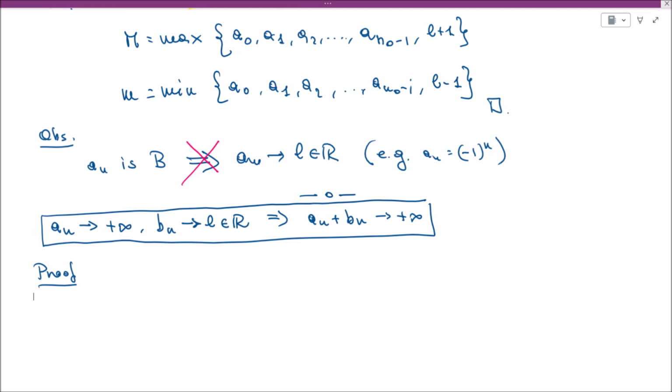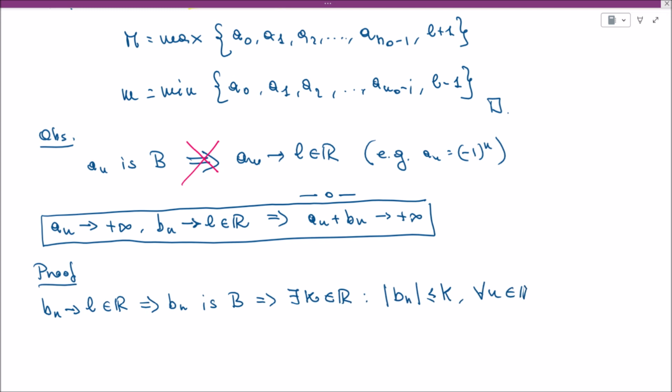Now, since bn converges to L, a real number, then by applying the previous theorem, the one that we just proved, we can conclude that bn is bounded. So that implies that there exists at least one real number k such that the absolute value of bn is less than or equal to k for every natural number n. This is just the definition of boundedness of a sequence.